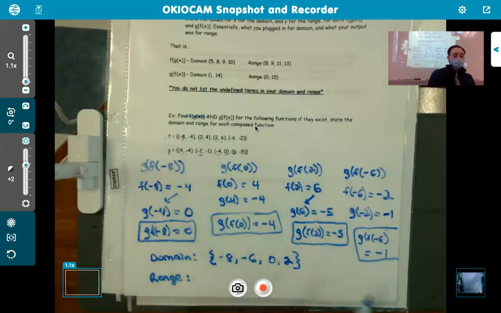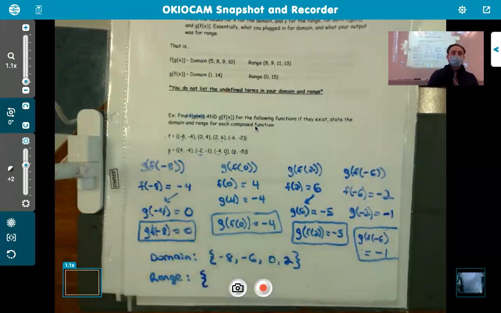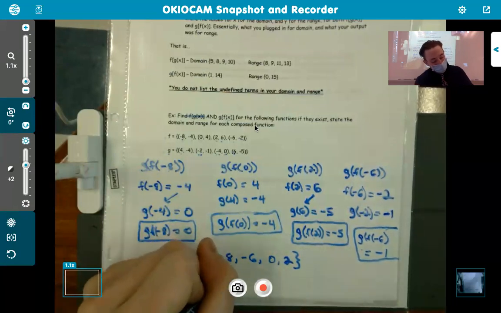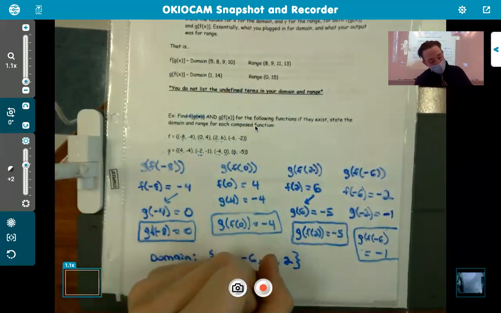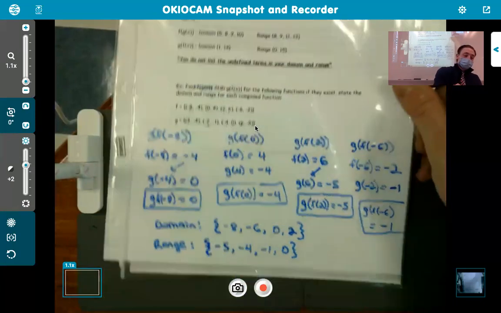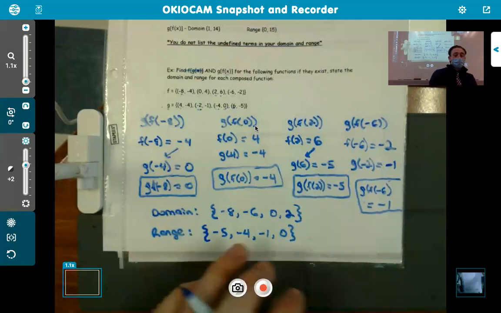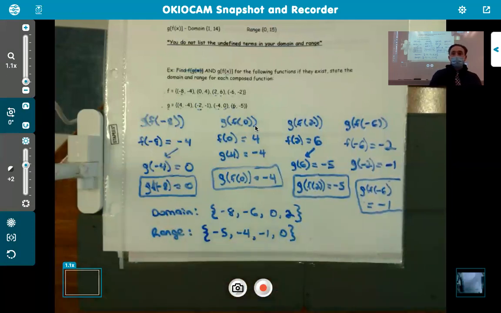And then my range is the output, so all of my answers. So if you're listing your range, how would you list that? -5, -4, -1, and 0. Any questions about that example? Like I said, we're not going to find the f of g of x, but any questions about how we found the values or listing the domain and range?